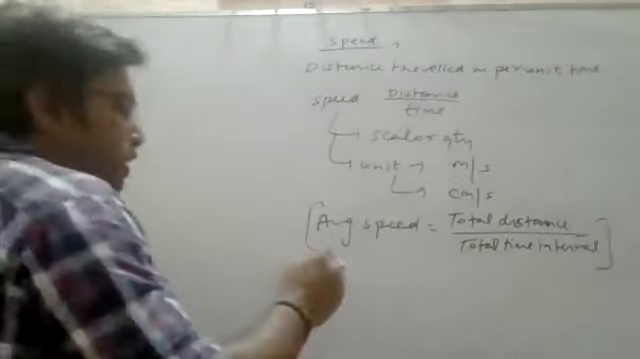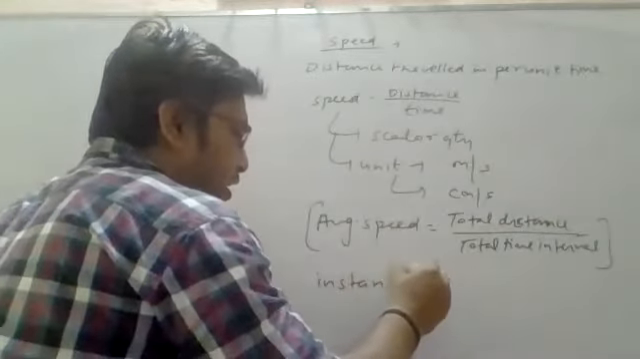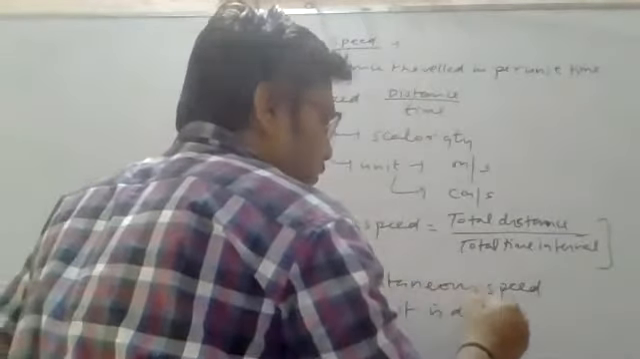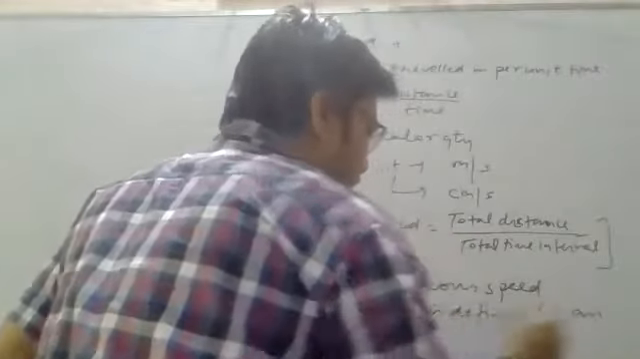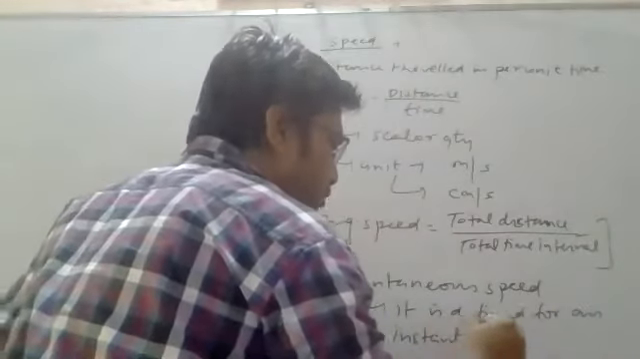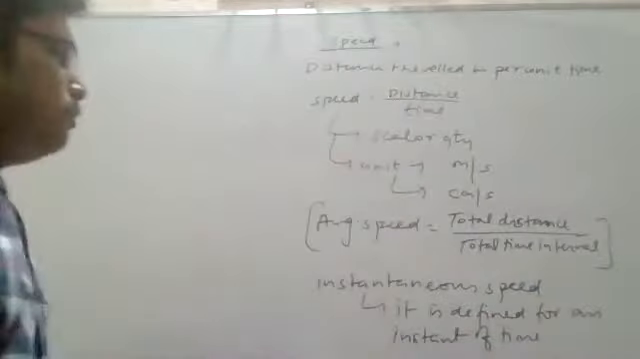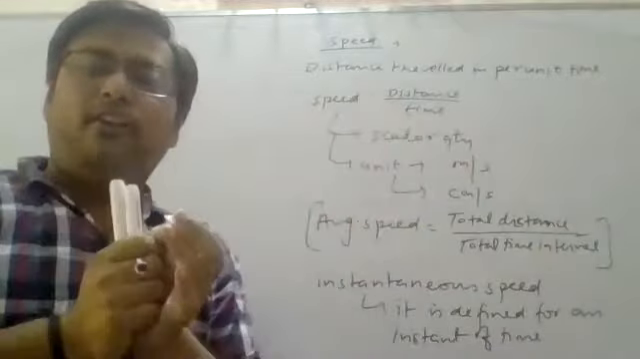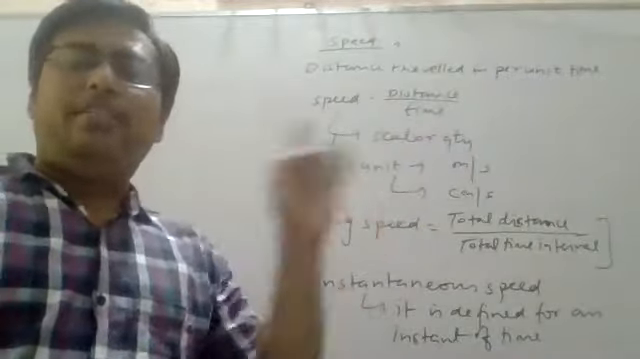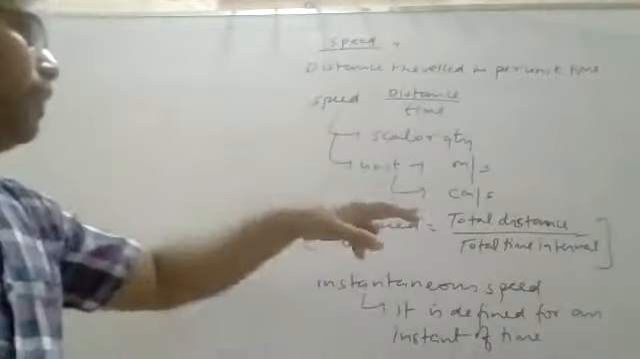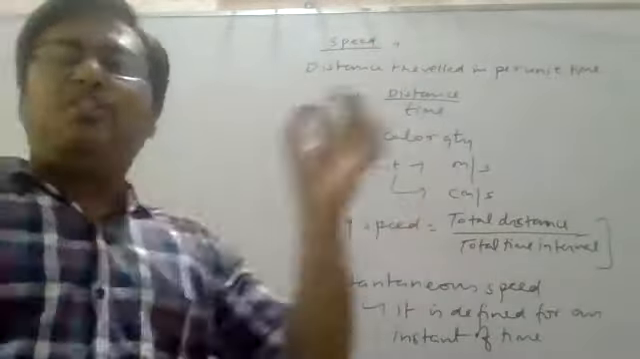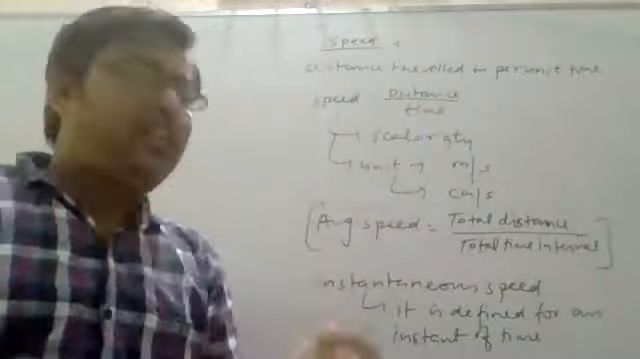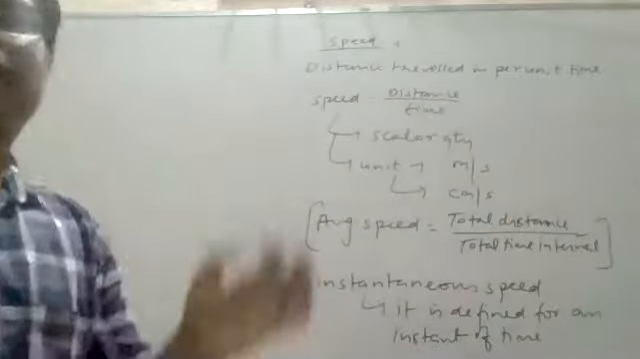And if I want to find the instantaneous speed, what is the meaning of this speed? It is defined for an instant of time. For example, if I am going from one place to another, and the total distance between the two places is about 20 kilometers, and I take 1 hour to complete it, then total distance by total time gives me the average speed. But during this journey, if somebody asks what my speed was after 31 minutes, then my speed at that particular instant is termed instantaneous speed.